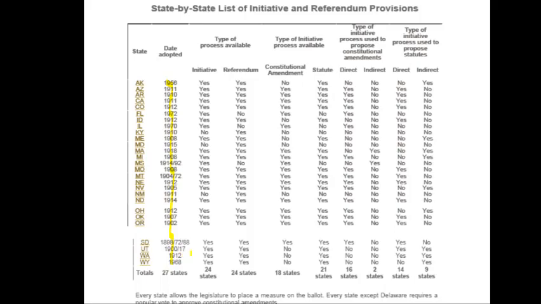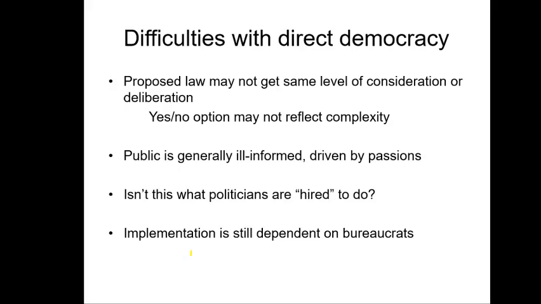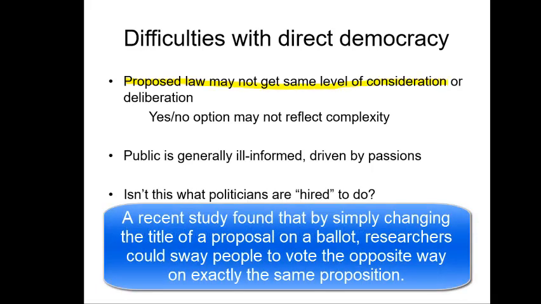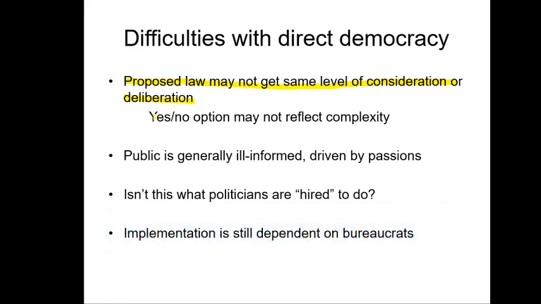So that gets to some questions as to what are some of the problems with this direct democracy. I've alluded to a couple of them before, but if we throw it out there in a relatively short, concise explanation, because in order for it to get on the ballot, it's got to be pretty short, sweet, concise, so that the public can understand what it means so they can vote typically yes or no. So the proposed law may not get the same level of consideration or deliberation through this process, and this yes-no option may not reflect the complexity that's involved with this particular issue.